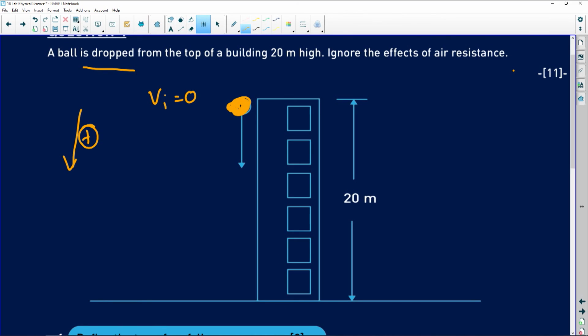Let us have a look at what we have. The initial velocity of the ball is 0. We're taking down as positive. Remember, because it's in the air, we've got g equal to 9,8 meters per second down. They're telling me that the height is 20 meters. So guys, we've got the displacement, the height, which is 20 meters.